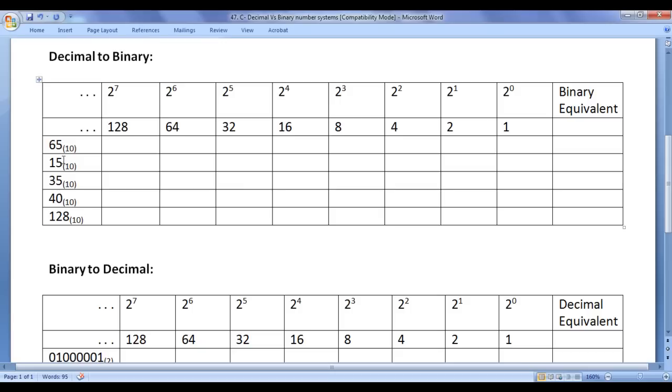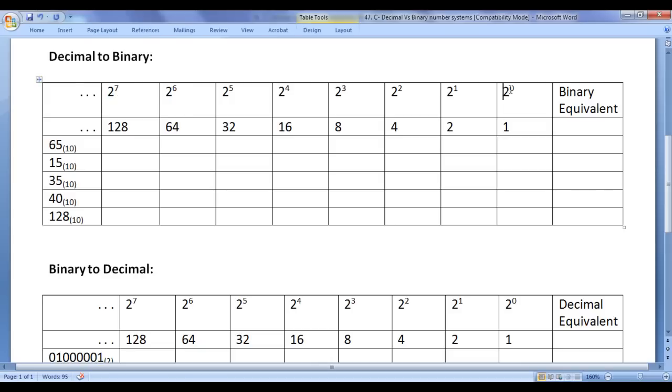You can see that I have here decimal numbers 65, 15, 35, 40, 128. Let's understand how we convert these decimal numbers to binary equivalent numbers, that is a sequence of zeros and ones. To convert a decimal number to a binary equivalent number, we write down the 2 to the power series from right to left, guys. 2 raised to the power of 0, 2 raised to the power of 1, 2 raised to the power of 2, 2 raised to the power of 3, 2 raised to the power of 4, 2 raised to the power of 5, 2 raised to the power of 6, 2 raised to the power of 7 and so on.